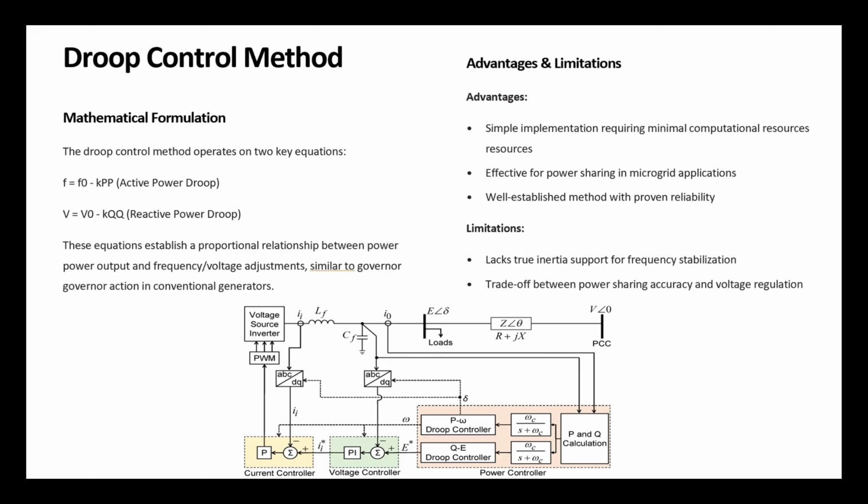The advantage of this droop control is that it is very simple to implement. It is very effective for power sharing and power control. Basically, it is a proven, reliable control system for grid forming. In the next session, I'm going to go into the detail of the droop control, so don't worry about the formulas and how it works. I'm going to dig deeper in the next session.